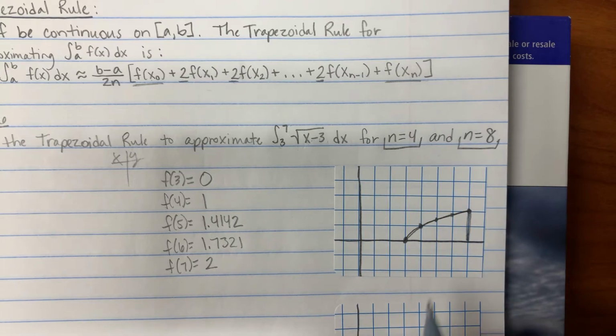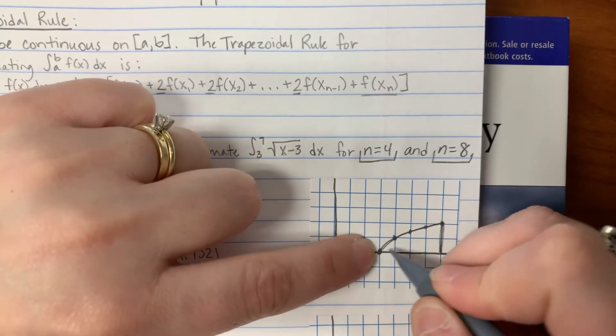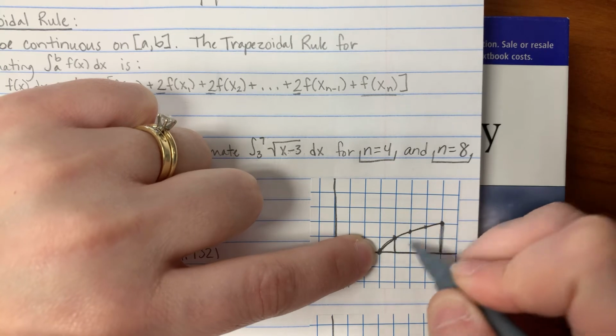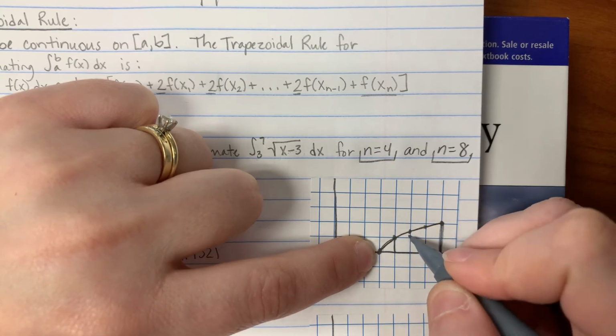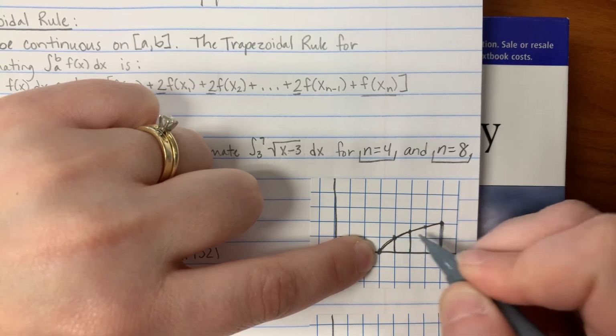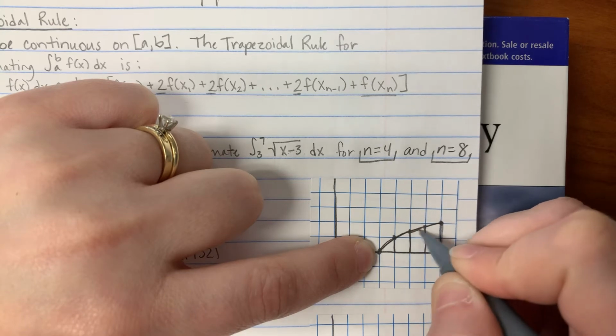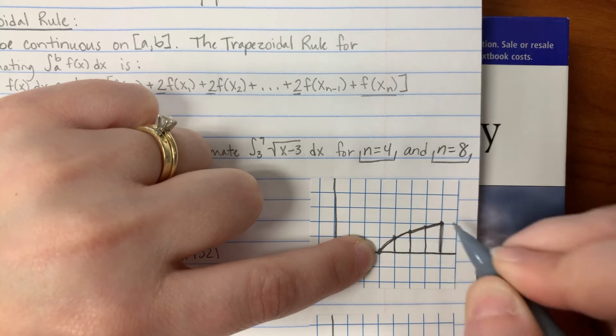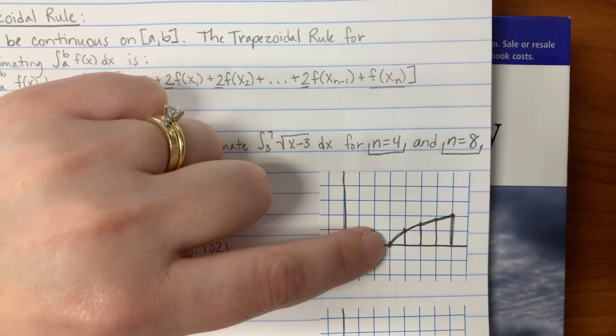If I have 4 trapezoids, it's pretty easy. That means I've got this one right here, which is actually a triangle. This one right here, which is a trapezoid. This one is a trapezoid. This one is a trapezoid. All right, so I'm going to have those 4 trapezoids.